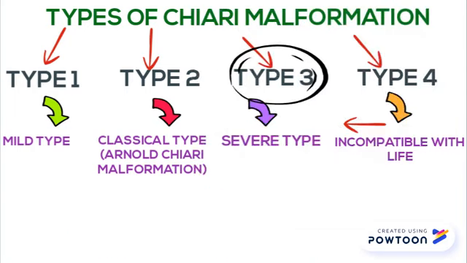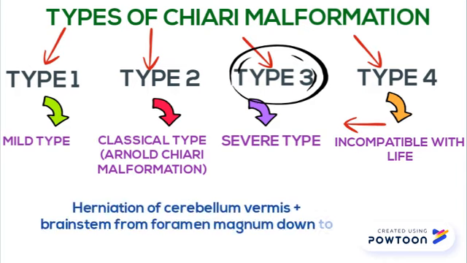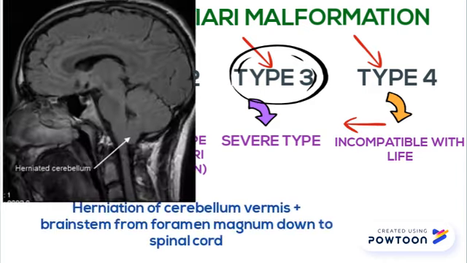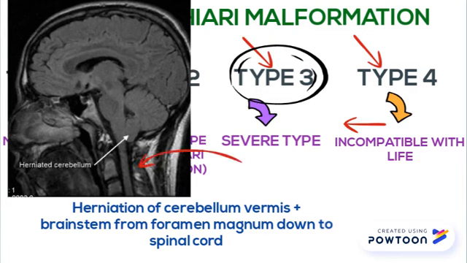In type 3 Chiari malformation, there is herniation of cerebellum vermis plus brainstem from foramen magnum down to the spinal cord. This arrow indicates the passage of spinal cord through the foramen magnum. So the cerebellum herniates that much that it compresses the spinal cord.